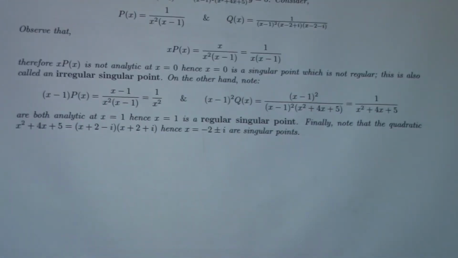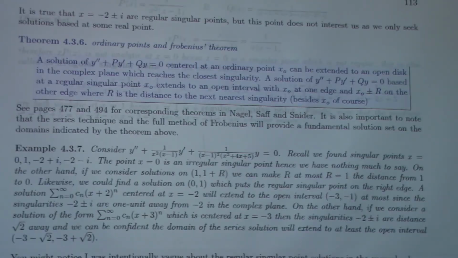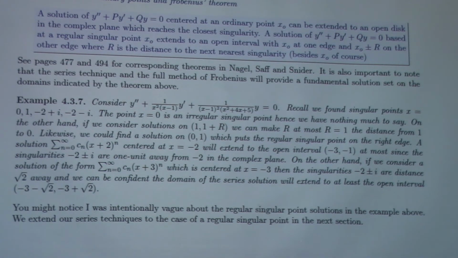Okay, so here it is. A solution of y'' plus p y' plus q y equals 0 centered at the ordinary point x naught can be... Oh, okay, so this theorem is actually a couple different things. What I'm doing in this theorem is collecting together my thoughts on how domains work. For ordinary points, the domain of convergence is as big as it can possibly be until it bumps up against the next singularity in the complex plane.